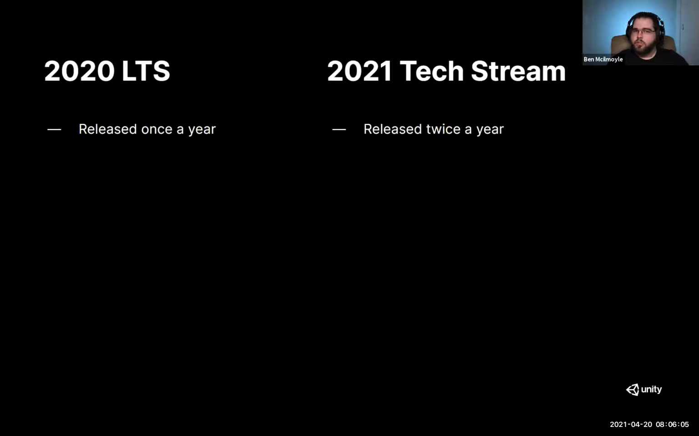So let's compare just a few features of these two and see why you might use one versus the other. The LTS is released once a year, like it just was, and we will be making small updates to it, but only to fix bugs and things like that. We won't be adding any new big features to it. The tech stream, on the other hand, gets two major updates a year. So we're currently on 2021.1. That usually comes out in Q1, the first quarter of the year. And then we'll be having another one released sometime around Q4 this year. So it'll be 2021.2.